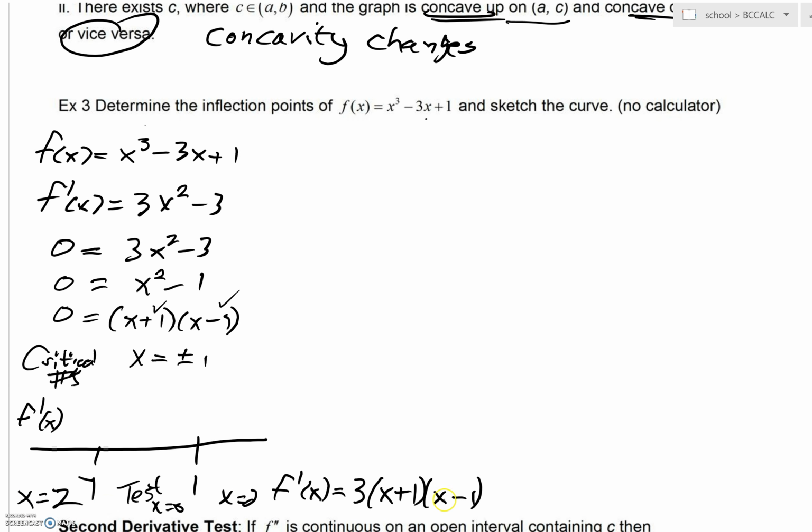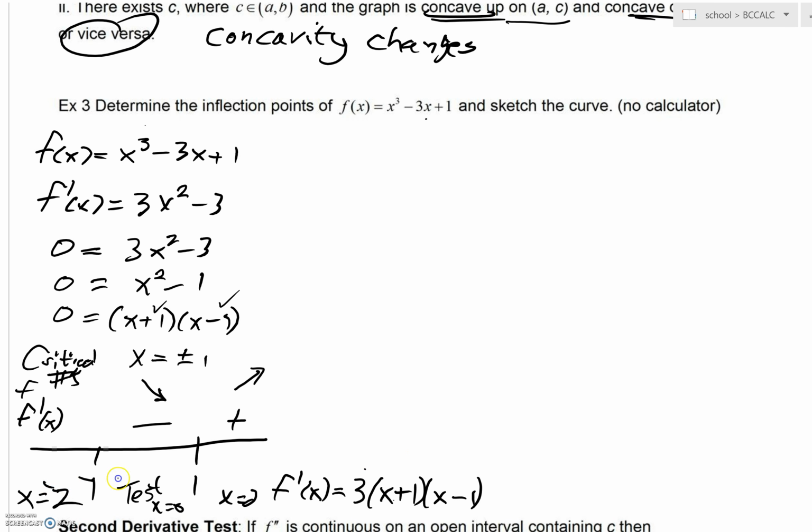If I were to plug in a 2, we'd get something positive, positive, positive. That would mean that our f function is increasing. Plug in a 0, we'd get positive, positive, but then something negative. Positive and positive times a negative is a negative. That means our f function is decreasing there. And then let's see what's happening when we plug in our negative 2.